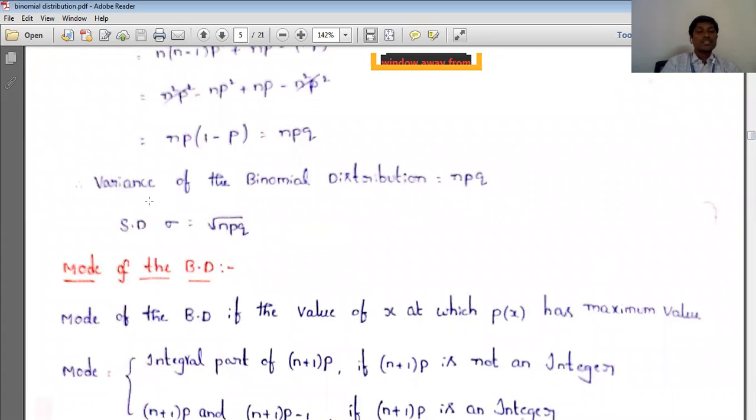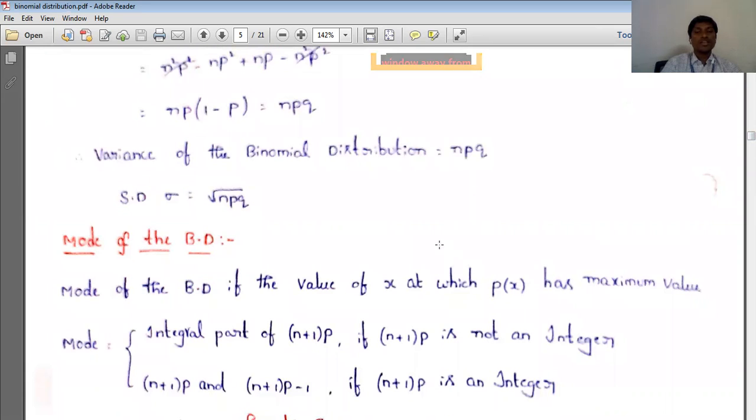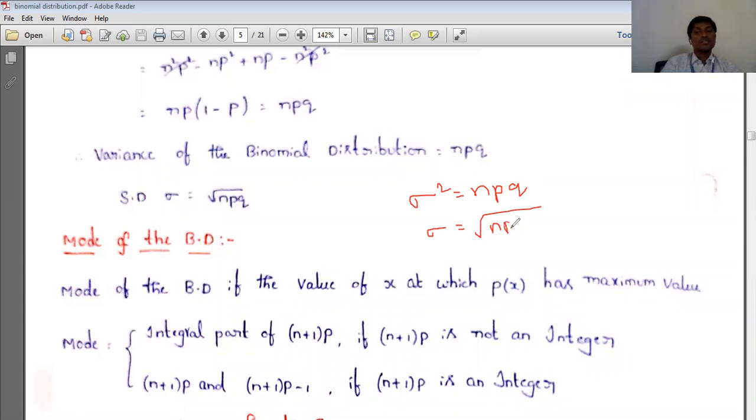Next, the standard deviation of the binomial distribution. The variance we represent as sigma square, right? Sigma square is equal to npq. So this we are giving as the variance. And next, the standard deviation is nothing but sigma. So sigma is equal to the positive square root of the variance. So sigma is equal to the square root of npq. So this is the standard deviation.